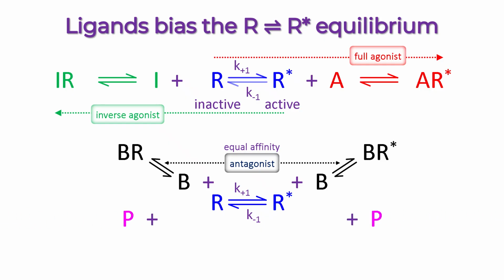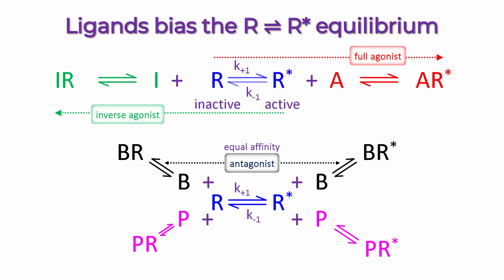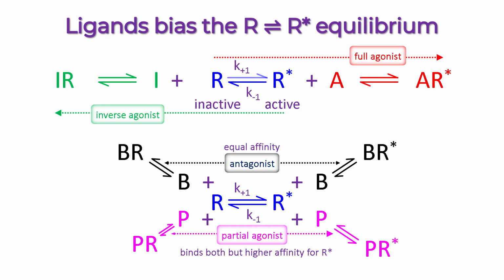Ligand P is a partial agonist and falls between these extremes. It binds both states, but has a higher affinity for the active state. As a result, the equilibrium shifts towards activity, but only partially. In the two-state model, ligand efficacy reflects how strongly binding stabilizes one receptor's state relative to the other. The pharmacology looks different, but the principle is the same.